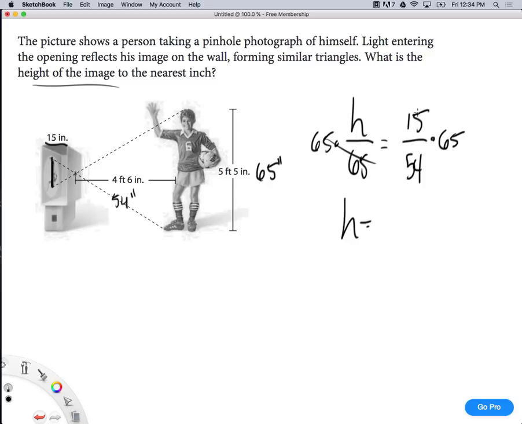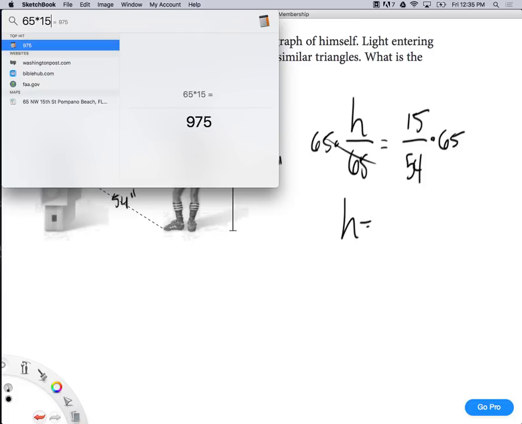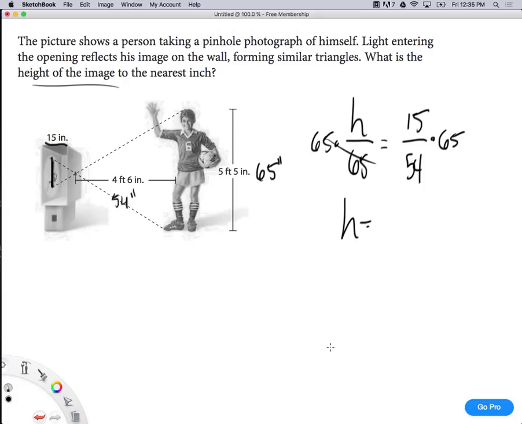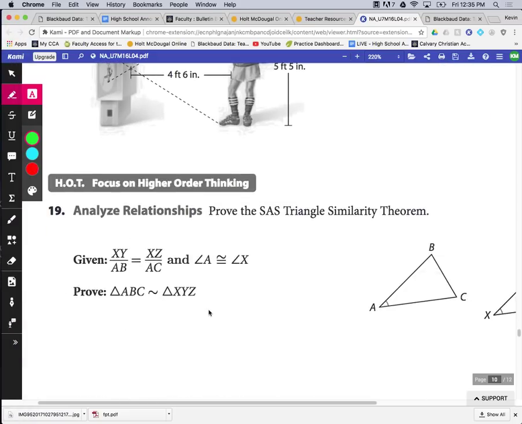Okay? So that ends up being 65 times 15 divided by 54, which is 18. Approximately 18 inches. It says to the nearest inch. So your inches are your units, so 18 inches. Okay, good.